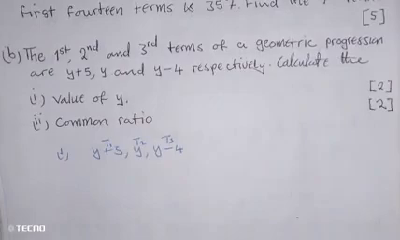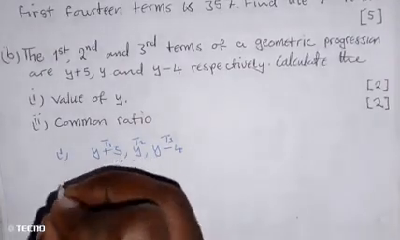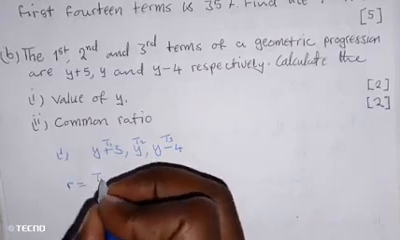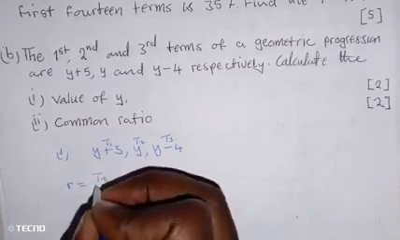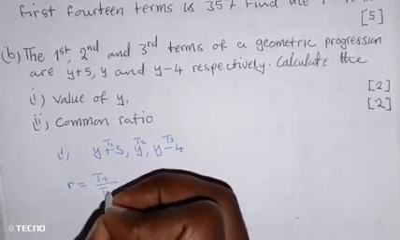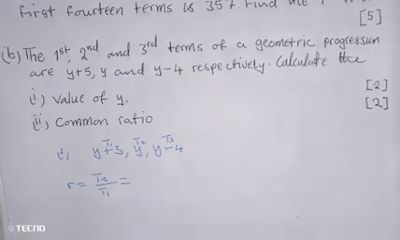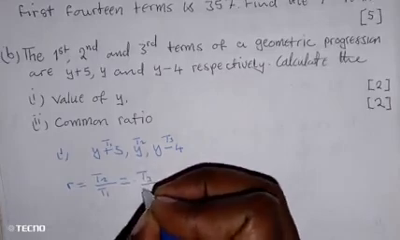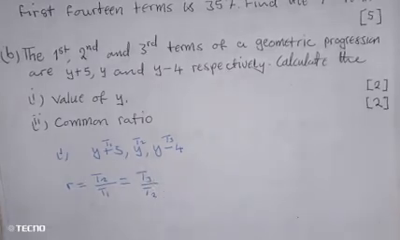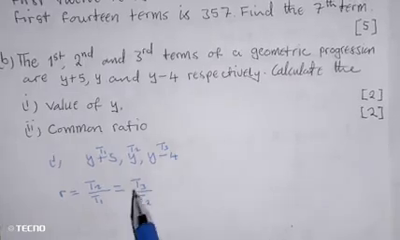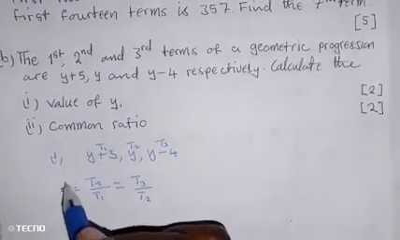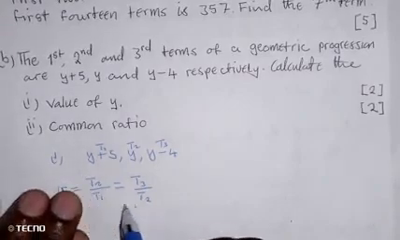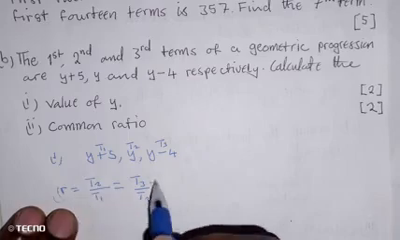Then to find the common ratio, the common ratio formula is R is equal to second term over first term, or third term over second term. So this is the formula. I'm going to use this one. Since we don't have the value of R, we are going to use this part here. We just use this part.